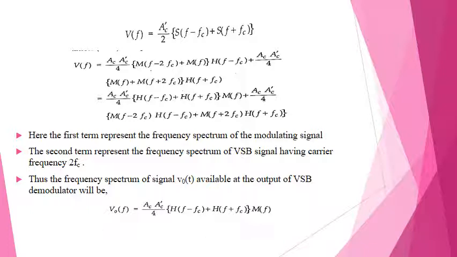Here the first term is represented as the frequency spectrum of the modulating signal and the second term is represented as the frequency spectrum of the VSB signal. In both sections we have used 2FC as the carrier frequency. Thus the frequency spectrum of the signal will be V naught of T, the VSB output of the demodulator. So V naught of F is equal to AC dash by 4 into H of F minus FC plus H of F plus FC into M of F.